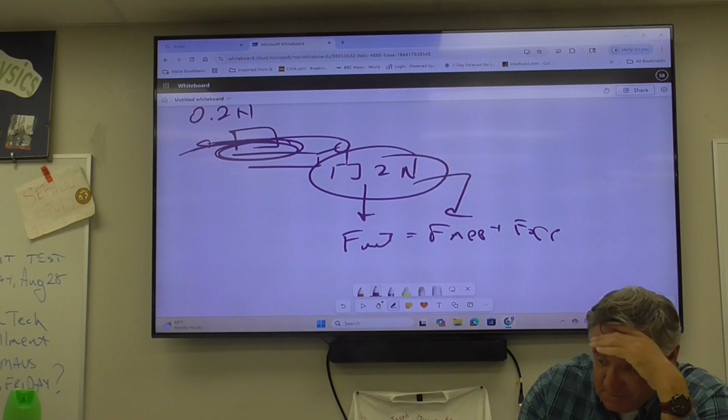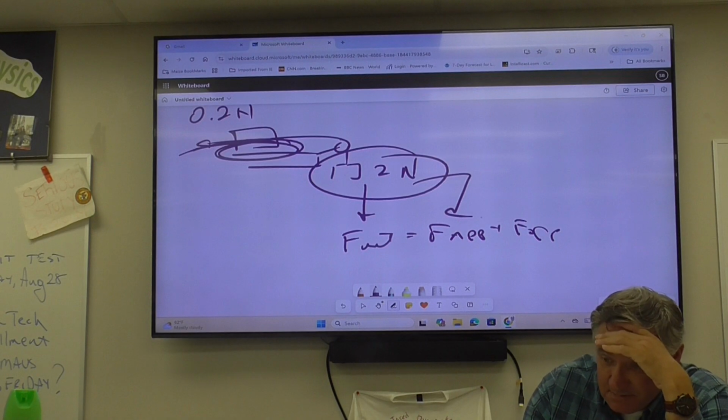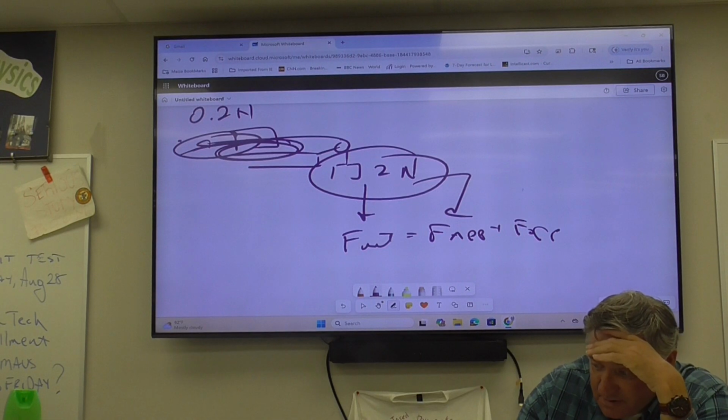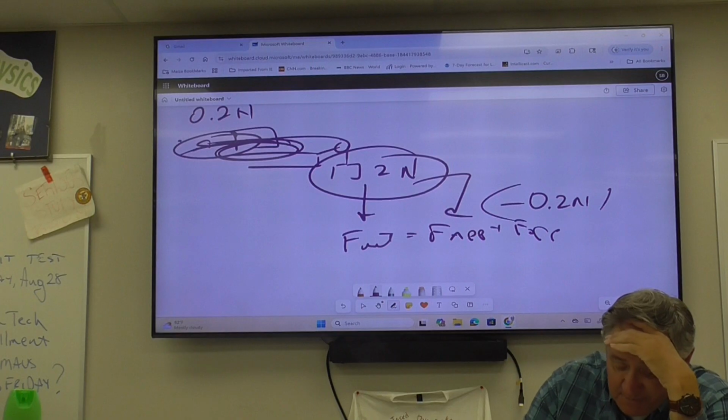So that's about 2 newtons, which is the 200 gram mass times g. So your frictional force, which is acting in the opposite direction, make that negative, like 0.2 newtons, which is that answer from number 3.